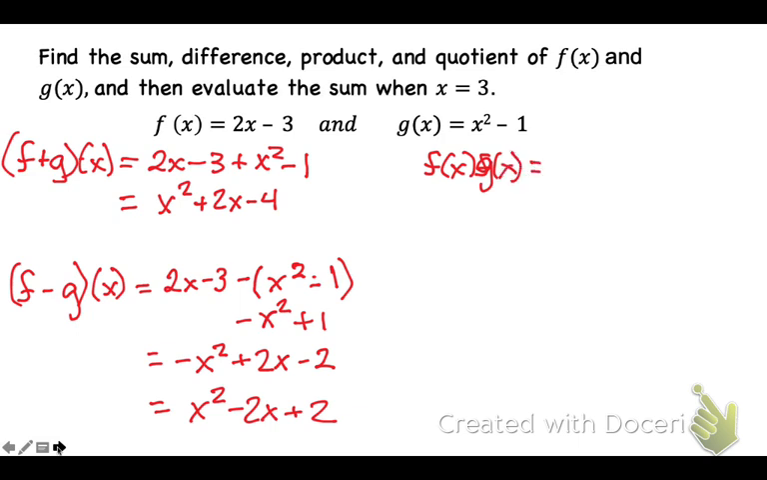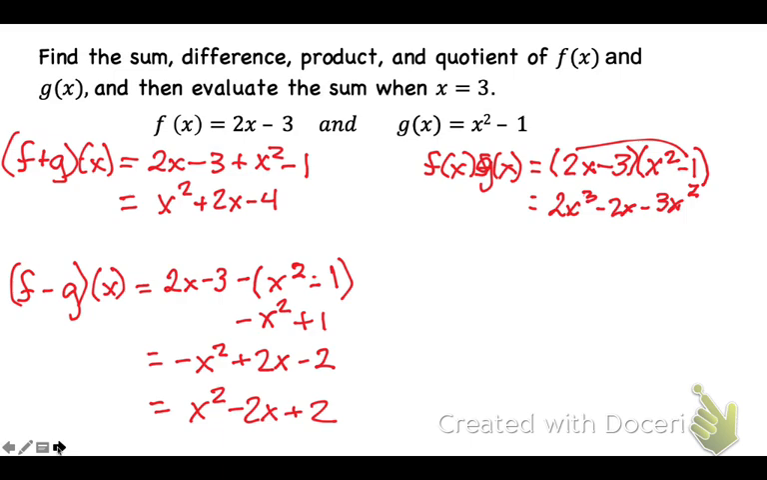Okay, so multiplication, I need parentheses, yes? Especially when I have quantities, because if I have quantities and I'm multiplying, I have to do what? I have to distribute. So 2x cubed minus 2x squared. No. Minus 2x. Minus 3x squared plus 3. And then combine like terms.